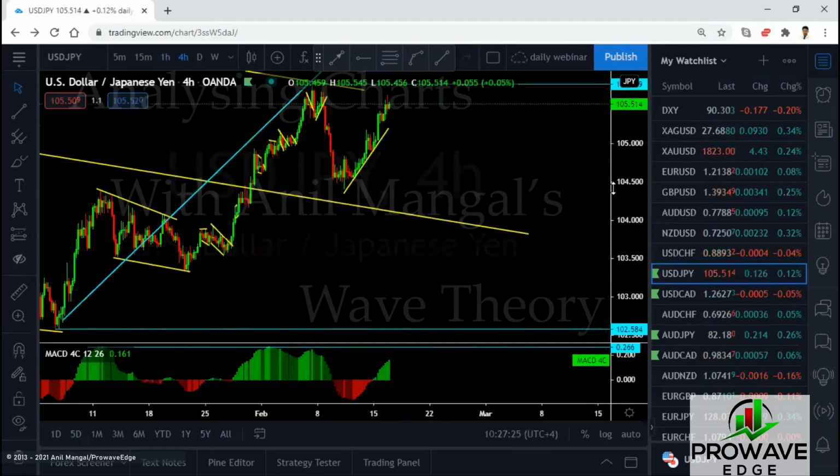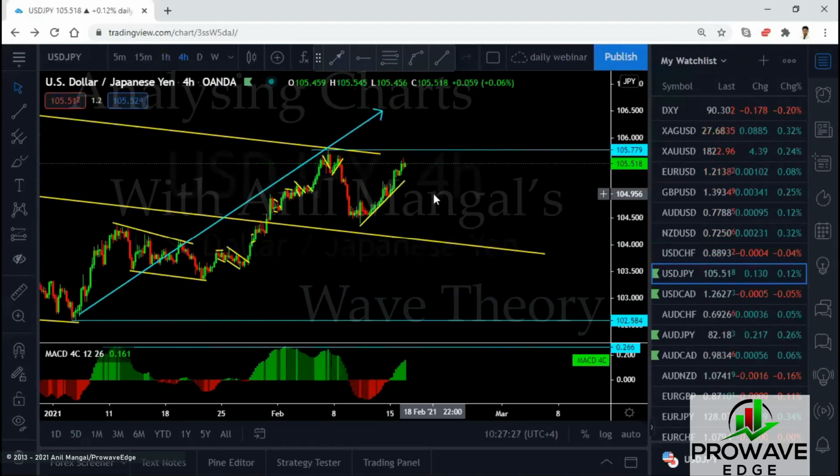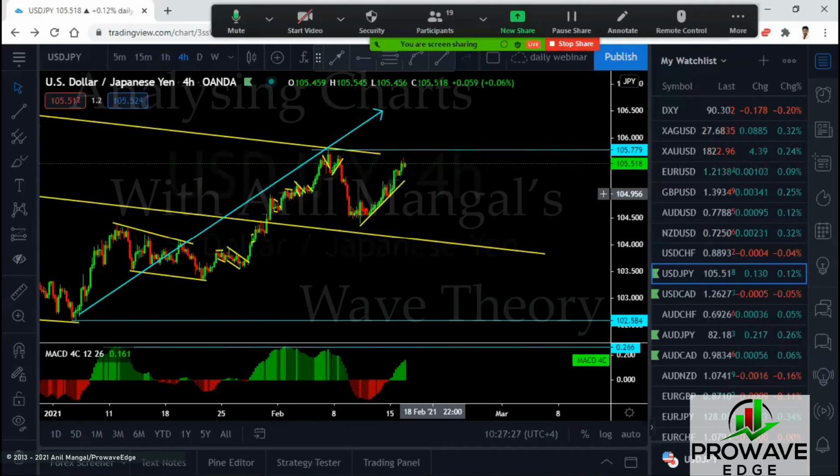Yen came back to the top. So I told you, remember when we were buying it here, we bought it here, but I got another break, that it is likely going to go slowly. Well, it's slowly at the top. And when they come back to the top, I'm always expecting two things: a regular flat, or a running flat, and then go.